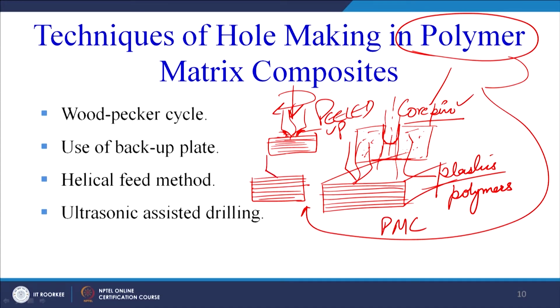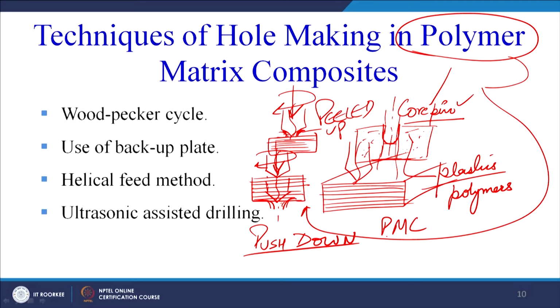Again, you can see the drill is making a hole, going down and rotating. When it goes down and reaches this point, there are chances that the bottom layers may open up. This is again a form of delamination, when the drill is just at the exit. This type of delamination is called push down type of delamination.